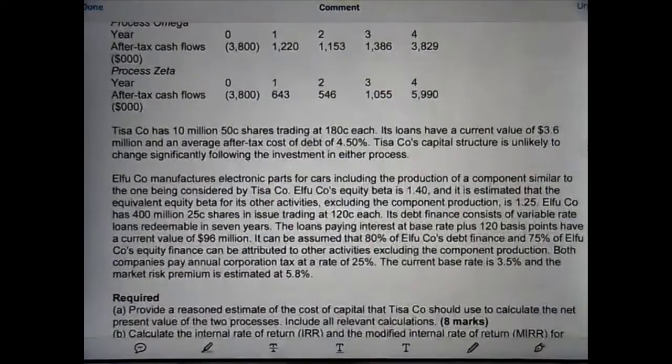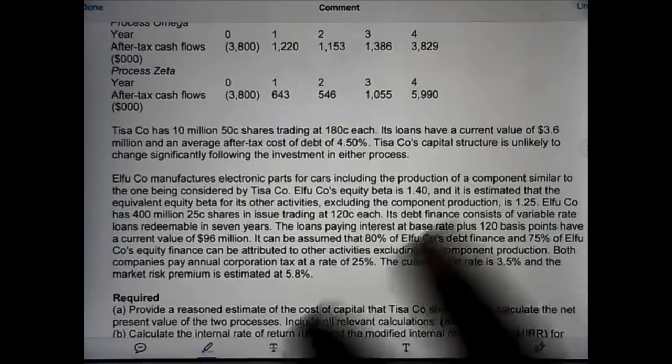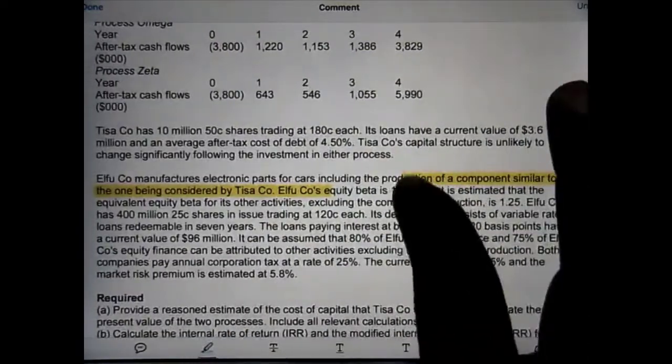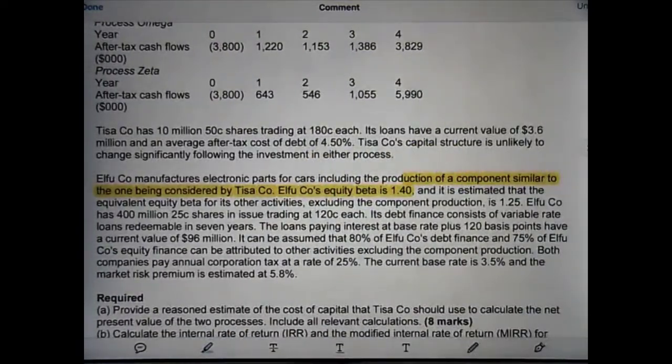Put it to one side. Alpha manufactures electronic parts for cars, including production components similar to the one being considered with Tisa. Alpha's equity beta is given, so you know this number is quite critical. Okay. It is estimated that the equity beta for other activities, excluding component production, is 1.25. Alpha has 400 million. Now you've got to be careful here.